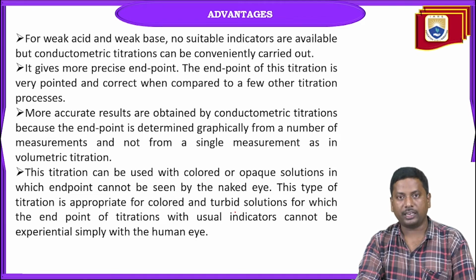And this type of titration is appropriate for colored and turbid solutions. Turbid solutions means the solution is not clear, and observing the endpoint is very difficult. Such difficulties are also overcome by using conductometry. The endpoint of a titration with usual indicators cannot be observed simply by the human eye. So even if the endpoint of some reactions is not visible to the naked eye, those reactions can also be done by conductometry.